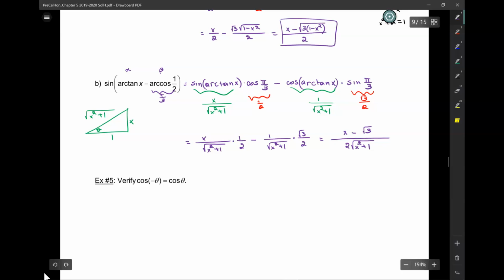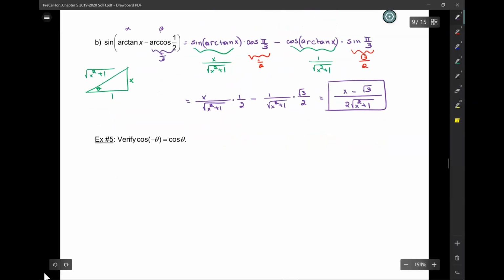Because you don't have to rationalize the denominator. The book may have, but we don't have to. It's fun rationalizing that denominator, but we're not going to.